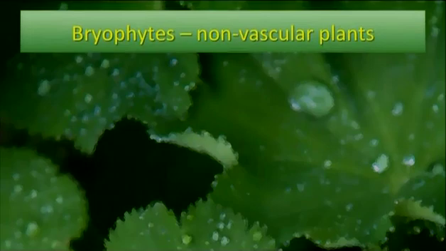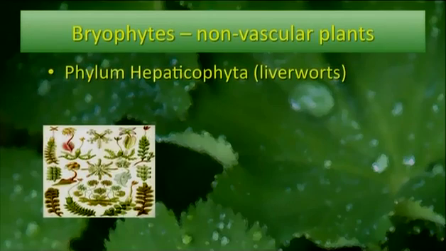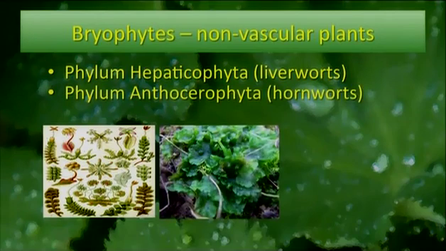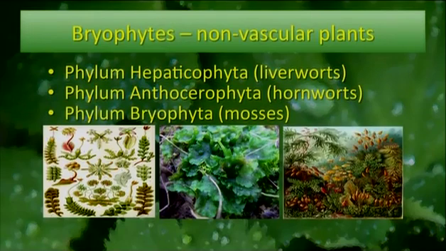Now the bryophytes are the first group we're going to cover. These are the non-vascular plants, and they're in 3 different divisions or phyla. The phylum Hepatophyta, or the liverworts. The phylum Anthocerophyta, or the hornworts, where you can see the little horn there, which is a sporophyte. And then we have the phylum Bryophyta, also known as the mosses.